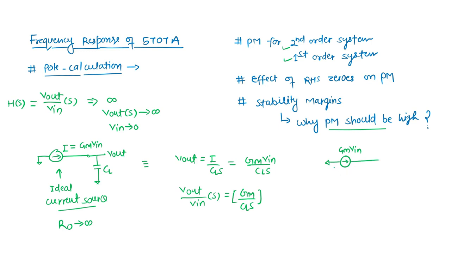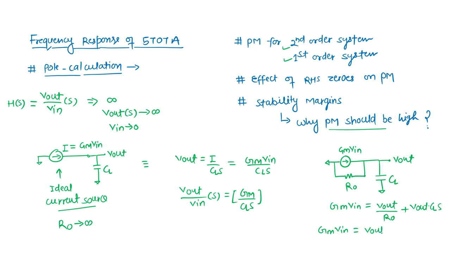And if this current source is practical, let's say, then there is some R naught. So ideally we consider R naught infinite, but practically for the current source, this R naught is not infinite. So what we have done here, we have seen that this current GMV in is going in two ways. What is the one way? One way is V out by R naught. What is the second way? Second way is CLS. So we can see from here, my current is going in two ways: 1 upon R naught, I'll write it as G naught, and the second thing is CLS.